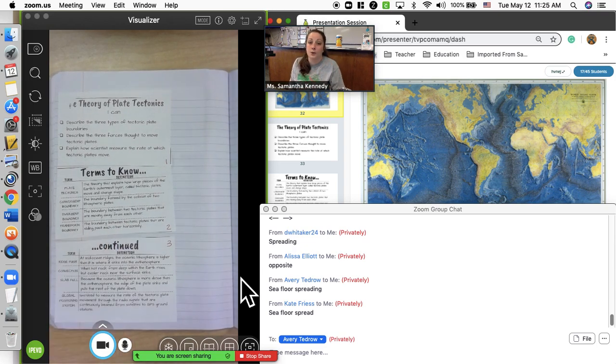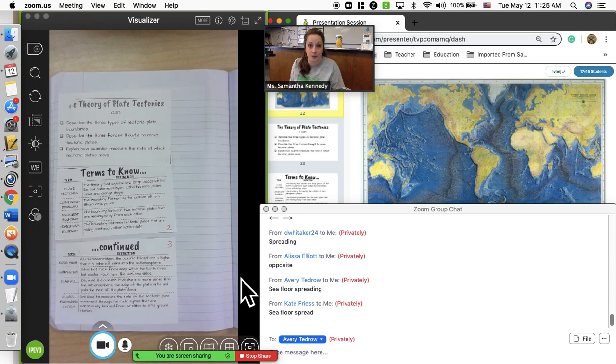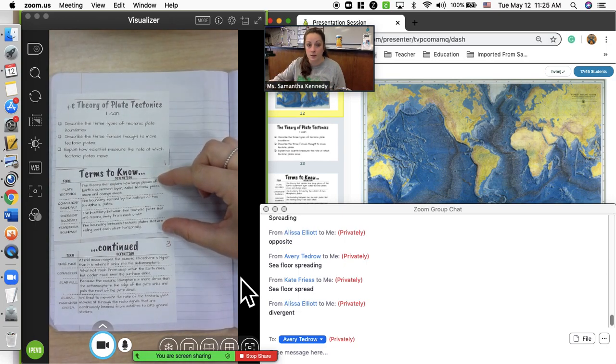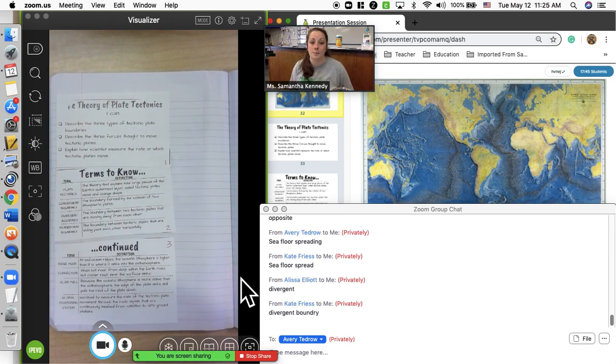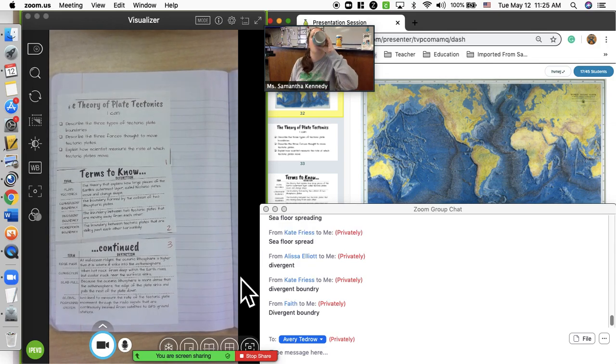So, seafloor spreading is which type of boundary? Go ahead and drop that in the chat. Seafloor spreading, when they're moving away from each other, based on our terms to know right here, seafloor spreading is what type of boundary? Very good. It's going to be a divergent boundary, okay?